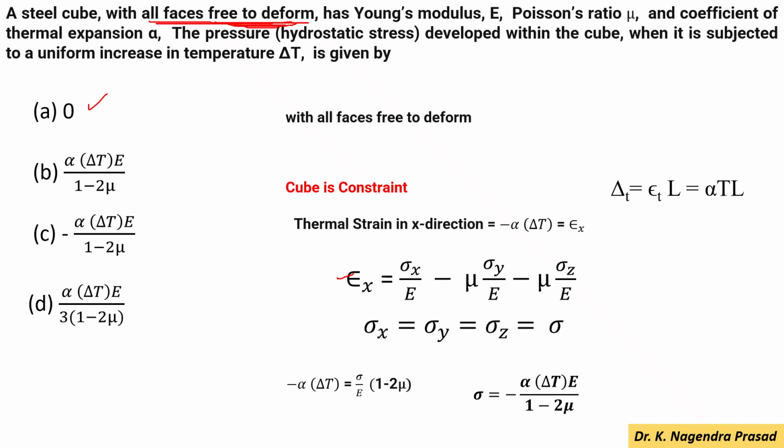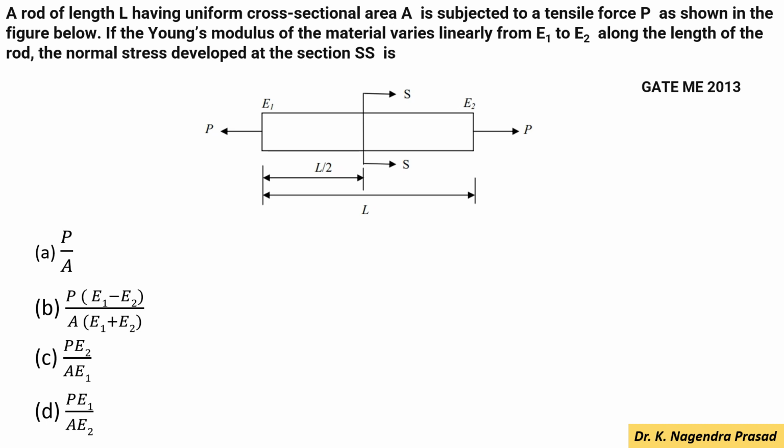So here option A is correct. Next we have to see the next question. A rod of length capital L having uniform cross-sectional area capital A is subjected to a tensile force capital P as shown in the figure. If the Young's modulus of the material varies linearly from E1 to E2 along the length of the rod, then find the normal stress developed at the section SS.